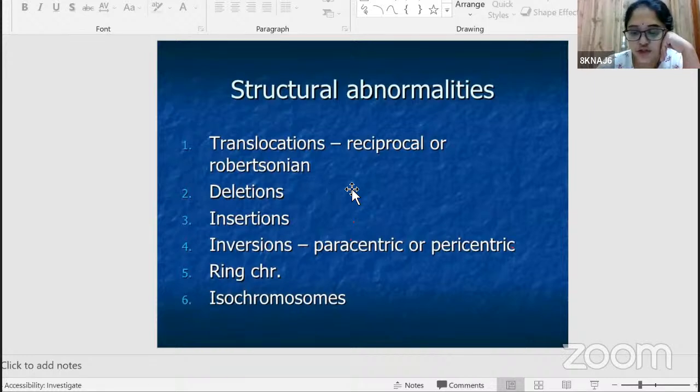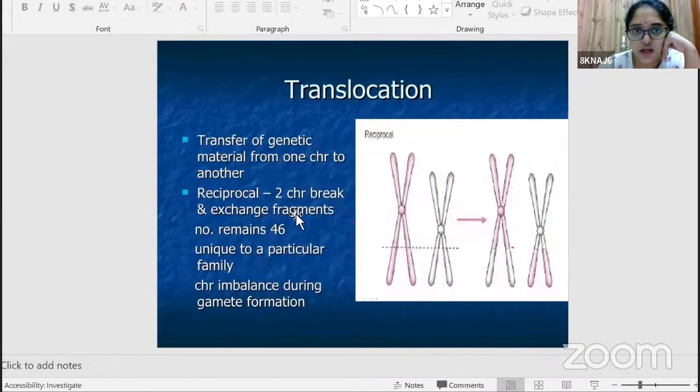So translocation involves two non-homologous chromosomes basically. In a reciprocal translocation, the genetic material from one chromosome goes on to the other chromosome, followed by a break and exchange of the fragments. Because of this there is a chromosome imbalance.